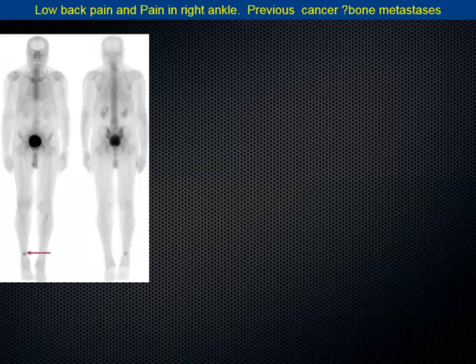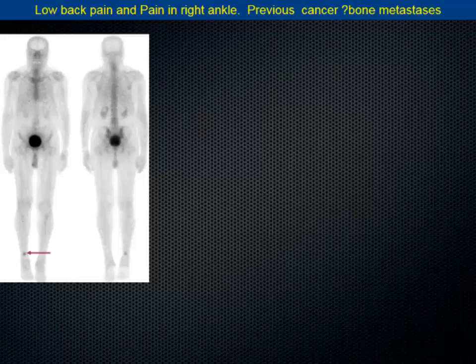We have a patient with low back pain, pain in the right ankle. Patient has a previous history of cancer. The clinical question was whether there was bone metastasis. The bone scan looks overall fine. There's a full bladder. In this case, you can say the diagnosis could be a prostate cancer, but there's a focal uptake there close to the ankle joint. It's very rare the patient will have metastasis in that area. Solitary, isolated metastasis is very rare, although there are a few case reports.